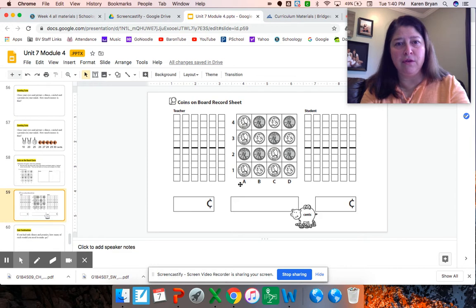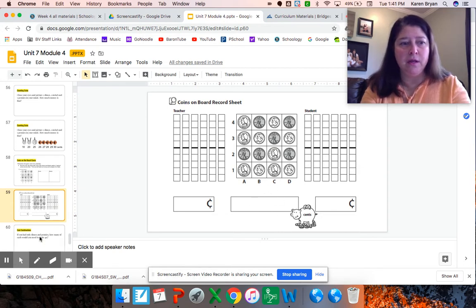So we would do the same thing, cover up with coins, color as we get 10s and 1s, 5s and 1s on this one. And at the end of the coordinates, see who has the most amount of money and do a comparison symbol right here.